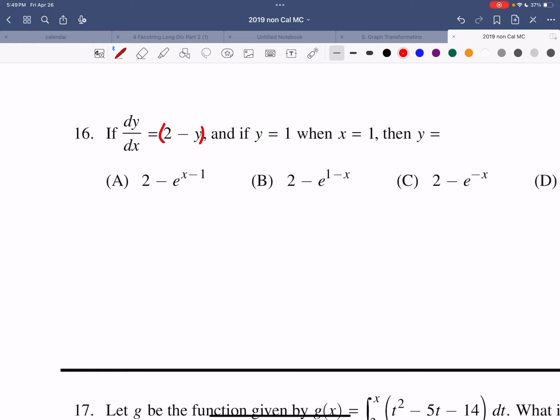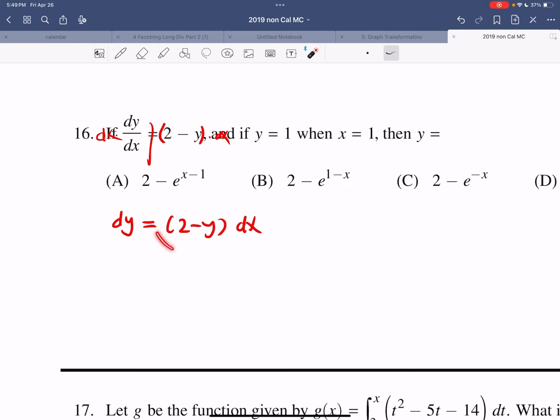First, I'm going to move dx to the other side by multiplying by dx. Although it does not work exactly like that, it's the same thing as dy is equal to 2 minus y dx. Again, this 2 moves as 1 because you have a plus minus sign. So let me move this one to the bottom. This is the same thing as dy over 2 minus y is equal to dx.